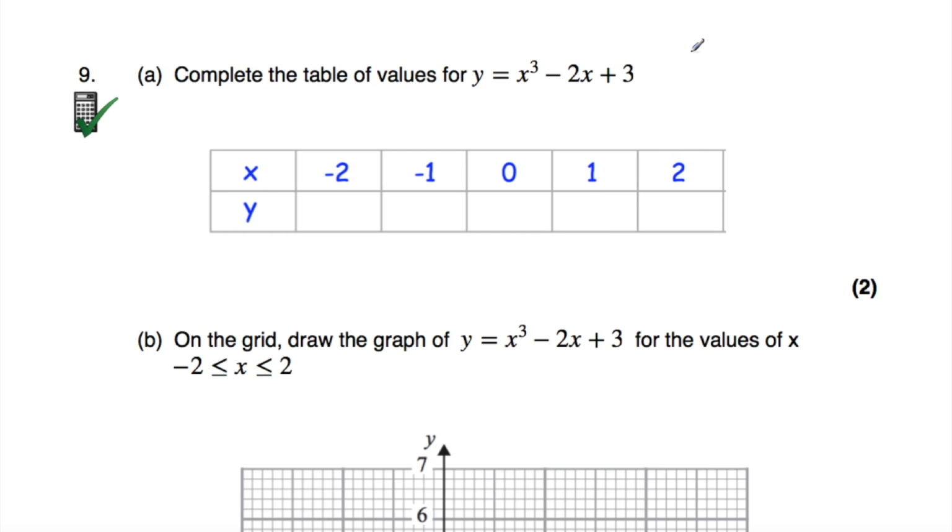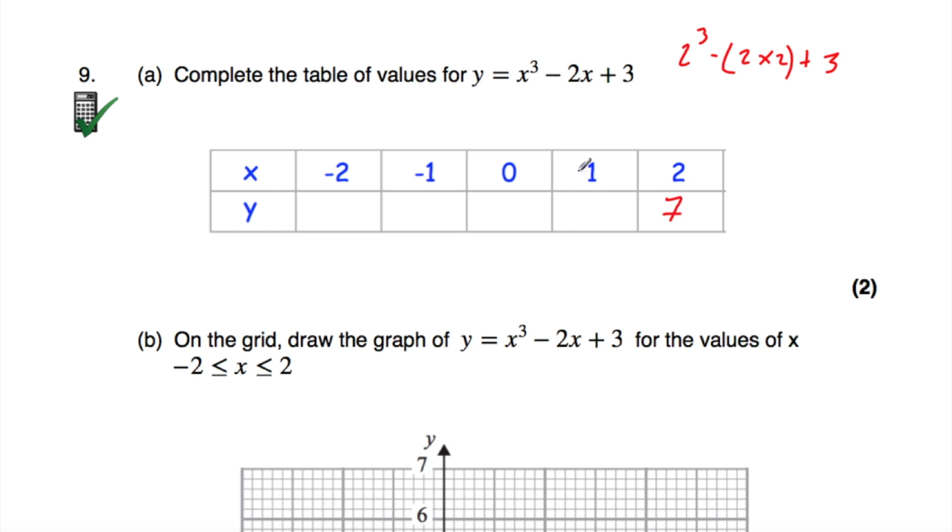This is a calculator question, so you could just type this into your calculator, 2 cubed minus 2 times 2, and then plus 3. So you could just type that into your calculator. I like to put brackets in like so. So you could just type that in and see what you get. 2 cubed is 8. Take away 4, which is 4, plus 3 would be equal to 7.